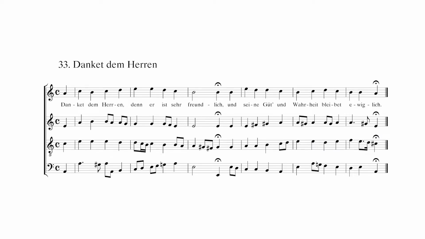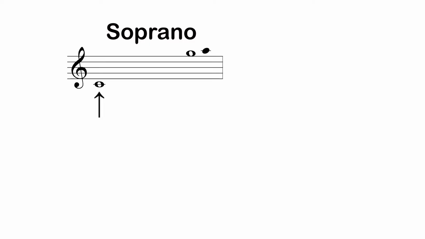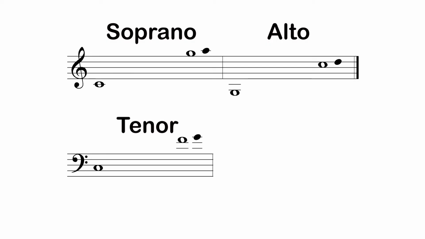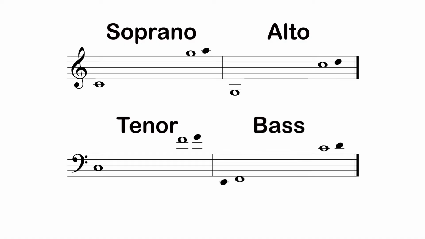within those limits. The soprano range is from middle C to high G, sometimes A. The alto range is from low G below middle C to C, sometimes D. The tenor range is from C to F above middle C, sometimes G. The bass range is from F, sometimes E, to middle C, sometimes D.